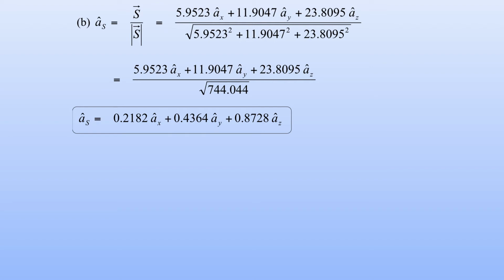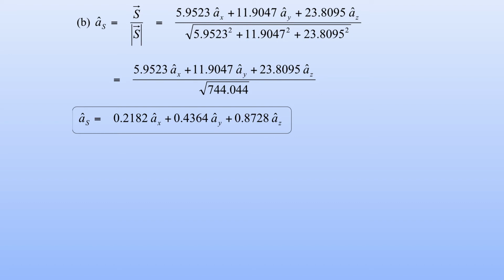So vector s at point P has been determined to be 5.9523 ax cap plus 11.9047 ay cap plus 23.8095 az cap in the numerator, and in the denominator it is simply the square root of the sum of the squares of these three components along x, y and z directions. So we substitute these values and evaluate this unit vector as 0.2182 ax cap plus 0.4364 ay cap plus 0.8728 az cap. So computation of this particular unit vector is done in a manner very similar to that we have studied in the earlier four video examples, wherein we were calculating vectors and unit vectors on a regular basis.